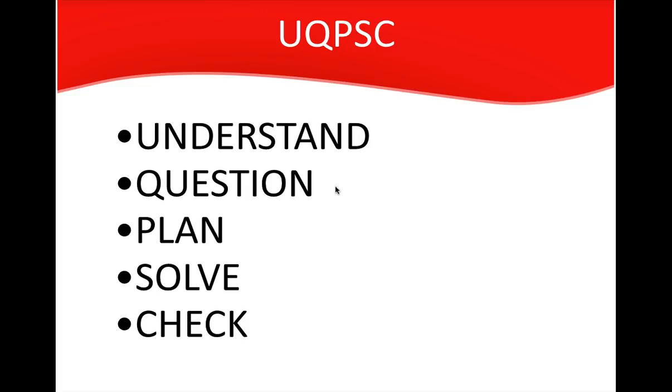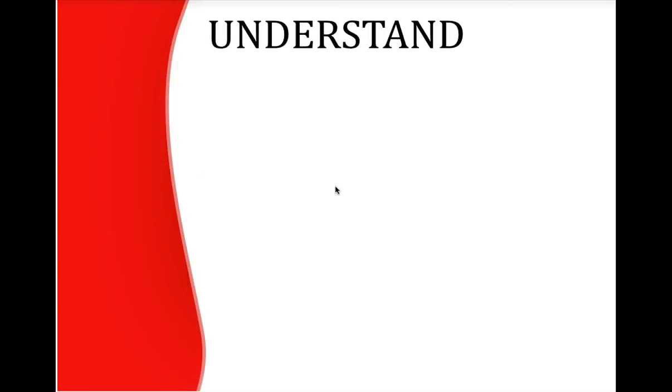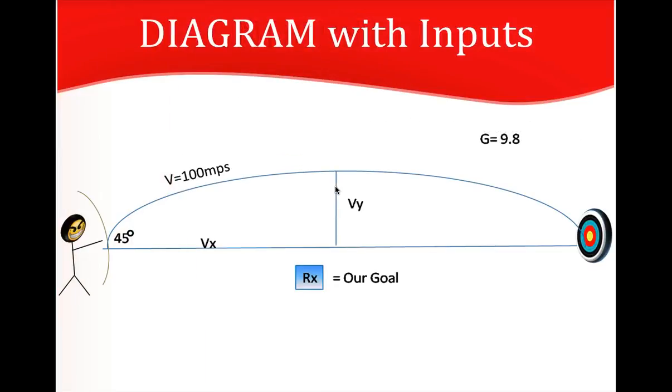Understand, question, plan, solve, check. Understand. Draw a diagram of Jack's predicament. So the givens are V equals 100 meters per second, theta equals 45 degrees, gravity is 9.8, and Rx, the range, is our goal.